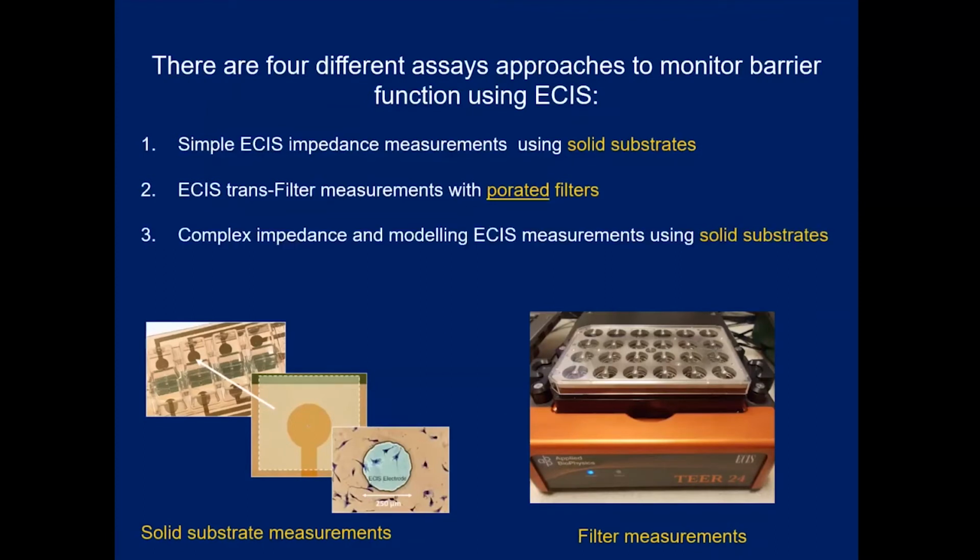Next, we'll consider looking at, instead of just simple impedance, the complex impedance, where we can model the data and say a little bit more about this paracellular space. And finally, I'm going to mention the use of tortuous path instead of porated filters and why that may make a difference in what you measure when you study your barrier function using different cell lines.